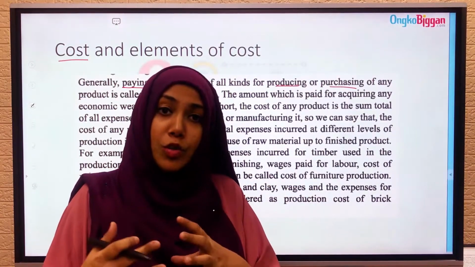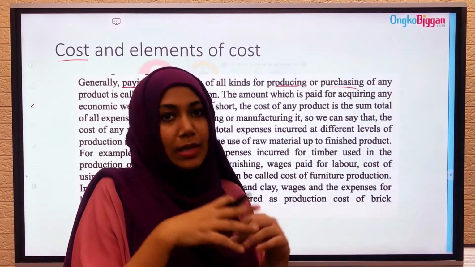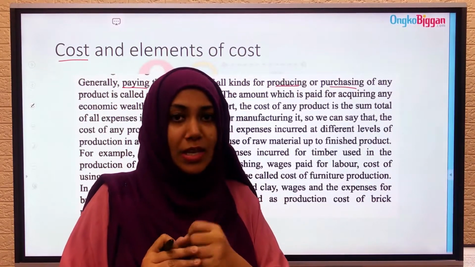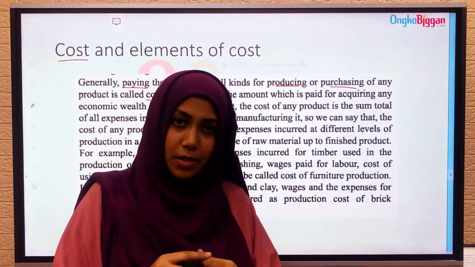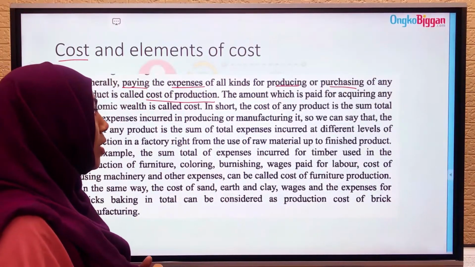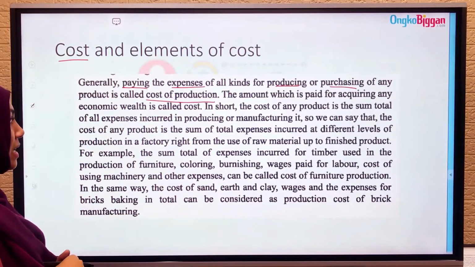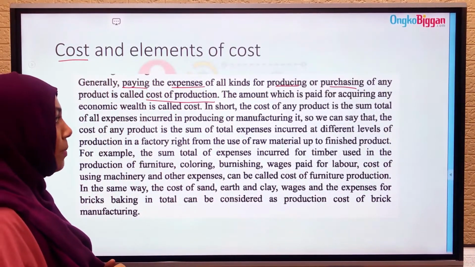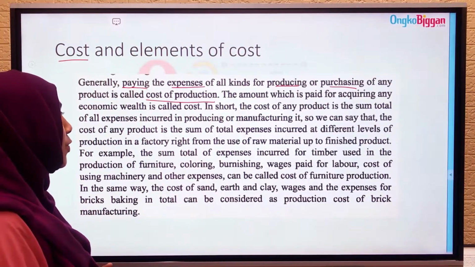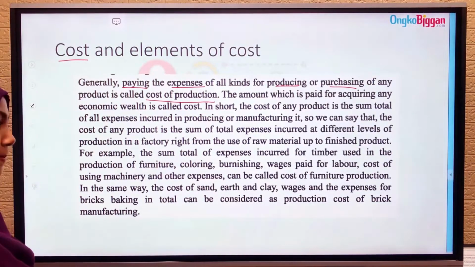Production can be produced, manufactured, or purchased from somewhere else. It can be done by both, but altogether we are calling it cost of production. So, in short, the cost of any product is the sum total of all expenses incurred in producing or manufacturing it, at the different levels of production in a factory.